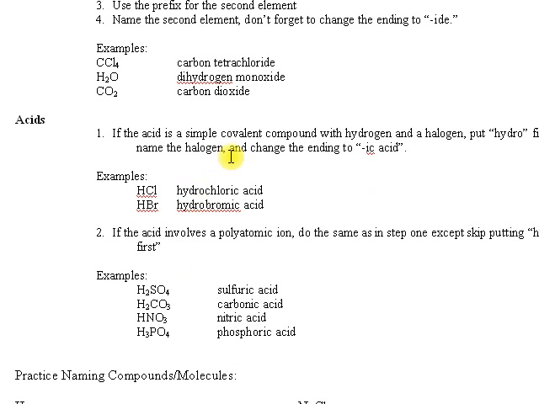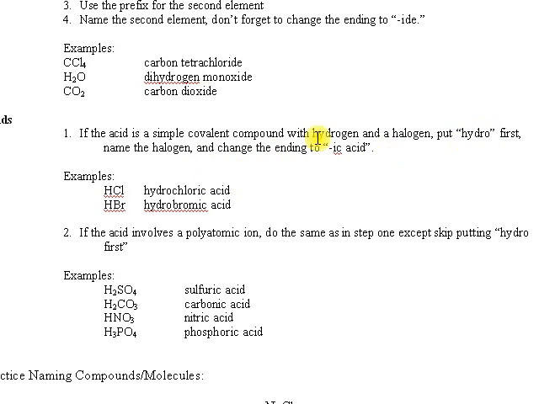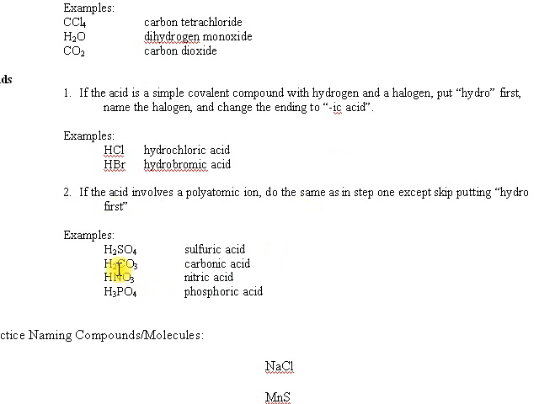Acids can be named. We simply change hydro first, and we change the ending to IC. So HCl is hydrochloric acid, and HBr is hydrobromic acid. Okay. Now, if the acid involves a polyatomic ion, do the same as in step 1, except skip putting hydro first. So instead of putting hydrosulfuric acid, we're just going to put sulfuric acid. We skip out the hydro. This would be carbonic acid, and then HNO3 is nitric acid, and H3PO4 is phosphoric acid.